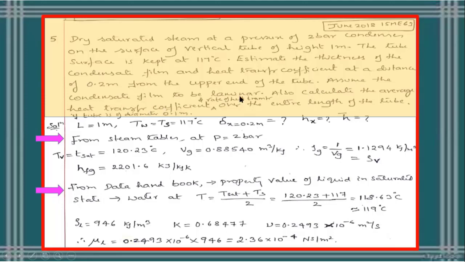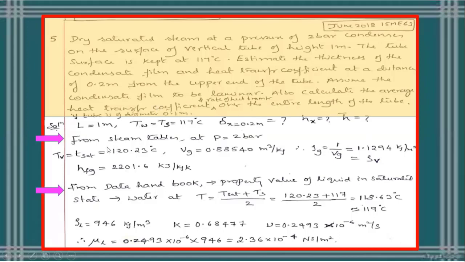Assume condensate film to be laminar. Calculate the average heat transfer coefficient and the rate of heat transfer over the entire length of the tube if the tube is of the diameter of 0.1 meter. So the diameter of the tube is given, then you need to find the entire length. Over the entire length, we have to find out the average heat transfer coefficient.